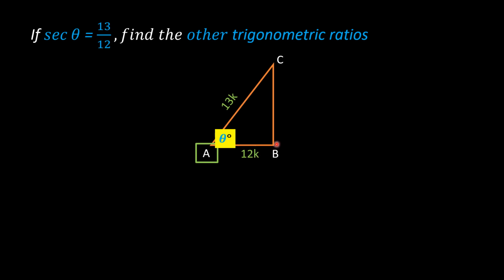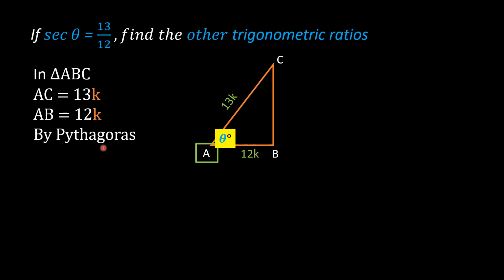Now we will find one of the right angle making sides, that is BC. So in triangle ABC, AC is 13K, AB is 12K, where K is common multiple. By Pythagoras, BC squared equals AC squared minus AB squared.